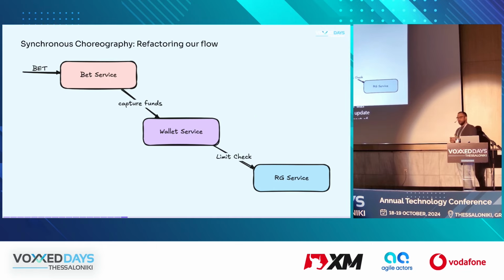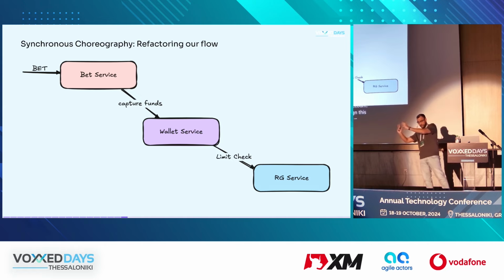Our initial approach to redesign this was to go with the synchronous choreography approach, where essentially we have chained requests from one service to the next. Now, the betting endpoint was exposed by our betting service, which, when called, would do its thing internally and then issue a synchronous HTTP request to our wallet.